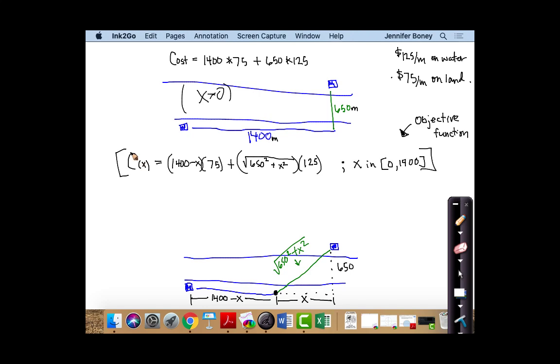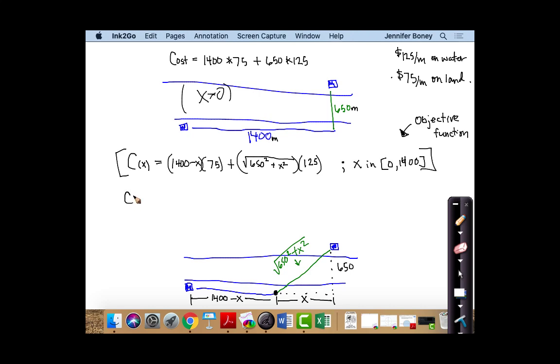So I want to know where this has critical values. So the endpoints of the domain, 0 and 1400. And then any values within the domain where the derivative is 0 or undefined. So well, let's take a look at it. It's got the square root of a quadratic. It could have some undefined spots.